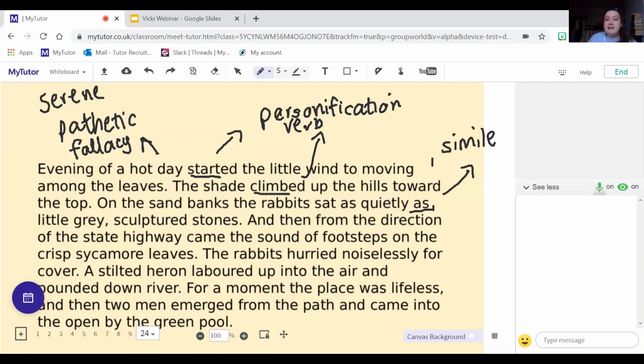So I would also say that this is really strong imagery because we can all imagine quite clearly what these rabbits look like. I can't say rabbits today, what's going on? And it also uses a rule of 3 here. So we've got little grey sculptured. So that's a rule of 3. So we've got 3 adjectives being used there. And then we've got sculptured stones as well. So we've got an example of alliteration going on there.